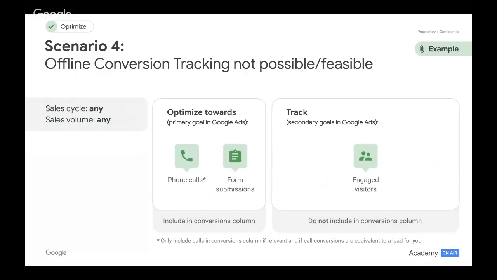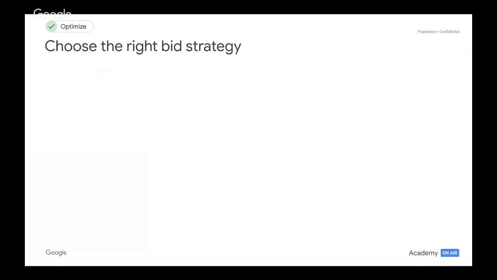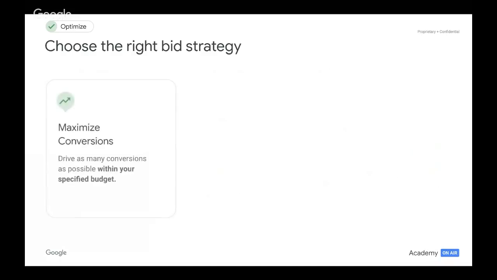So there are 4 main types of scenarios. What we need to decide now is what bidding strategy would actually work best for our business. So we have 3 main bidding strategy types. We have maximize conversions, which drive as many conversions as possible within your specified budget.